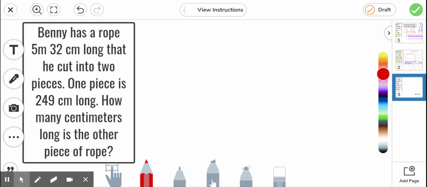Now we're ready to move on to slide 3. For this one, I'm going to highlight it for you guys. You're going to solve it on your own. So let's get started. It says Benny has a rope that's 5 meters, 32 centimeters long, and he's cutting it into 2 pieces. One piece is 249 centimeters long. How many centimeters long is the other piece of rope?